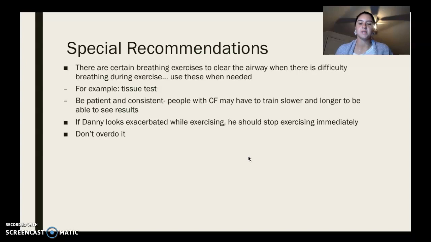You should be patient and consistent, so people with CF may have to train slower and longer to be able to see results. And if he looks exhausted or exasperated while exercising, he should stop exercising immediately, which is a given. He shouldn't overdo it, and he should just take his time and do what he can handle.